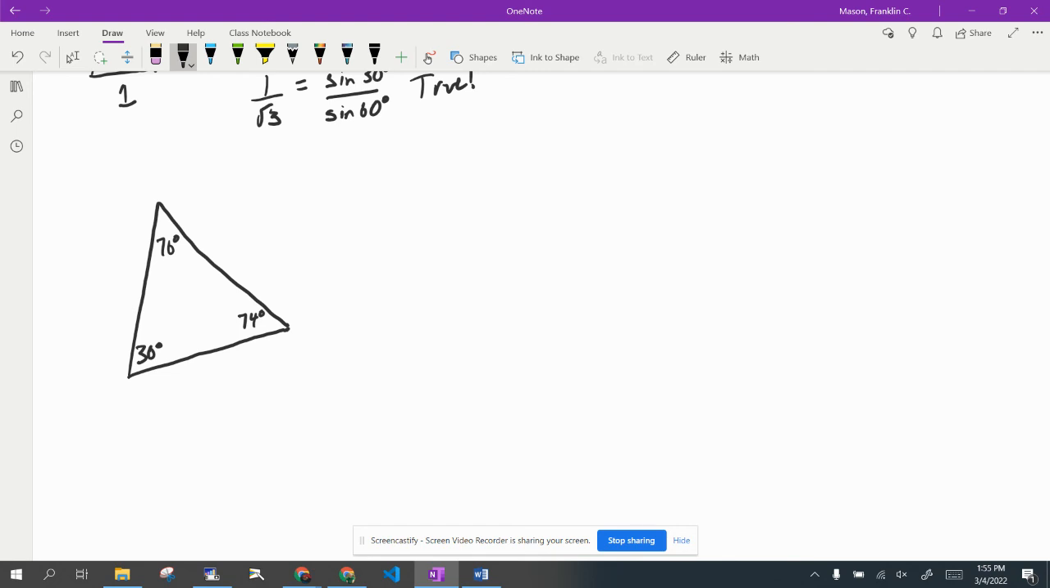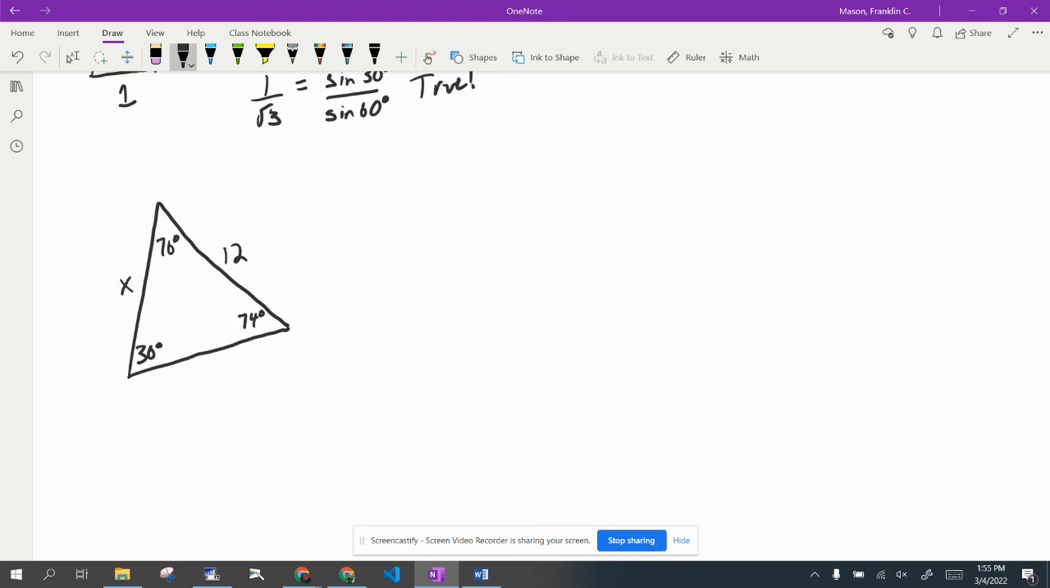And let's say that we know a side length. Somebody pick a side length. 12. Which side is that? The opposite of 30. Okay, so that's the 12. And let's say we wish to find a side, so either the side opposite 76 or the side opposite 74. Okay, so we'll put an X right there.